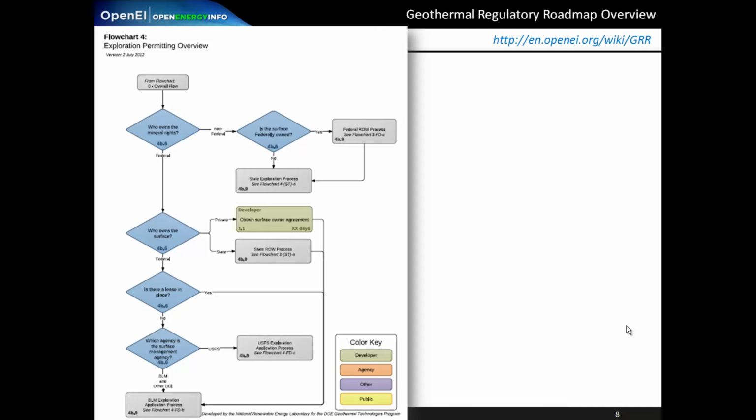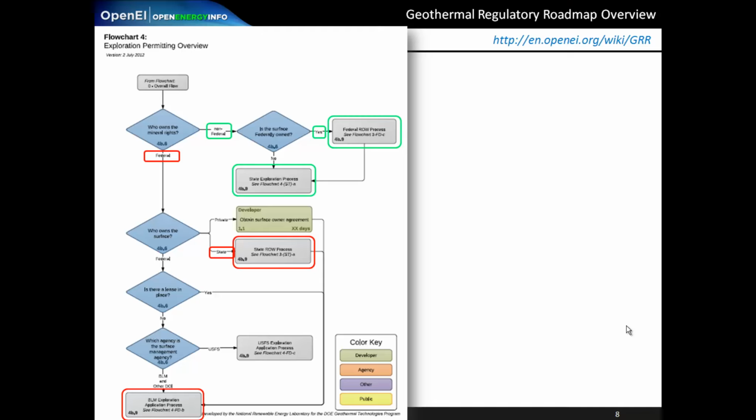As mentioned, this overview flowchart in section 4 will help users decide which other flowcharts are needed and at what jurisdictional levels by asking a series of questions about the projects and land ownership. For example, if the minerals are federally owned and the surface is state-owned, the user would need to see both the state right-of-way process and the BLM exploration application process flowcharts. If the minerals are state-owned and the surface is federally owned, the user would need to see both the federal right-of-way process and the state exploration application process flowchart.